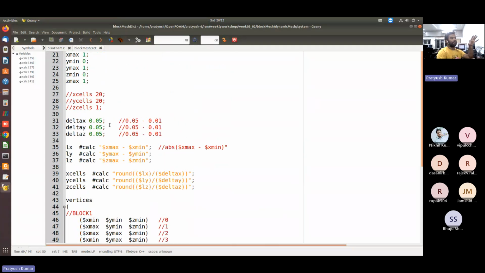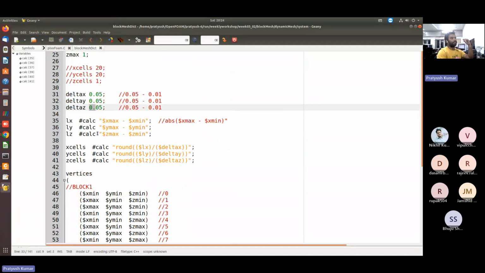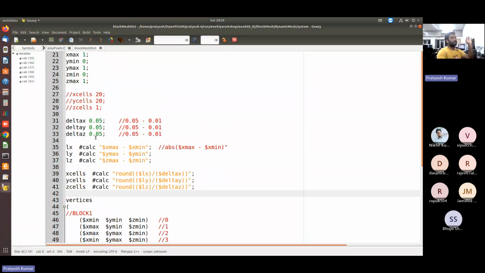So here you are not specifying the number of cells; based on the given delta x, which is the minimum size of the cells in that direction, that is delta x, delta y, and delta z, it is going to calculate the number of cells. So x cells, y cells, and z cells are calculated here. I prefer this kind of approach, because this way you can fix the delta size in the x, y, and z direction.